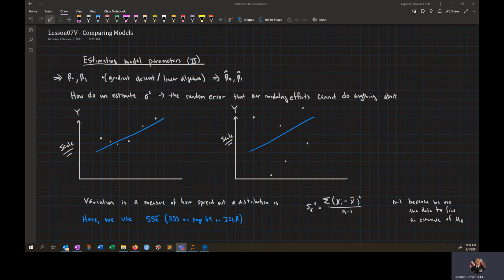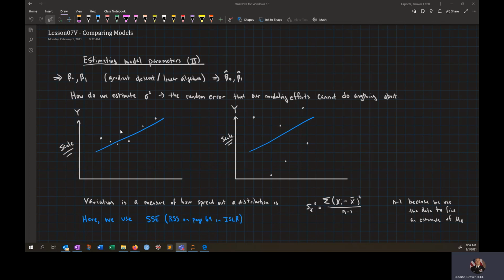So right now, what we've already talked about is estimating the model parameters, and we've been really focusing on that. And this I call step 2, as in, we need to estimate the last model parameter, the sigma squared here. So we have been concentrating on beta 0, beta 1 so far. We've done gradient descent. Last video I talked about linear algebra to get beta 0 hat and beta 1 hat using the data. Now what we want to do is use that data in order to find sigma squared. And that's just that random error in the process that our modeling efforts really can't do anything about.